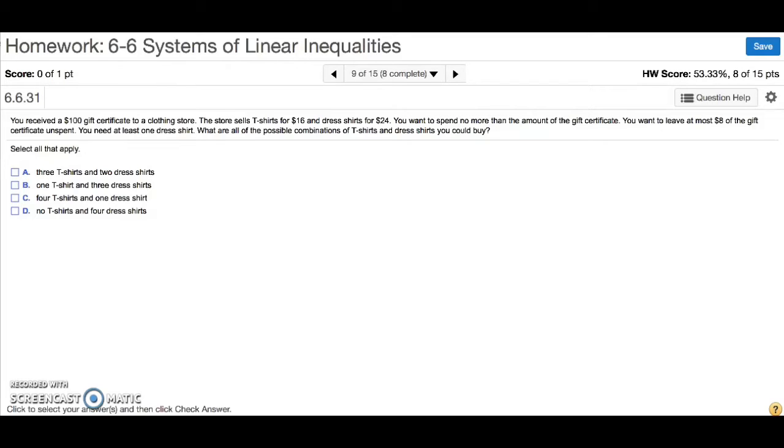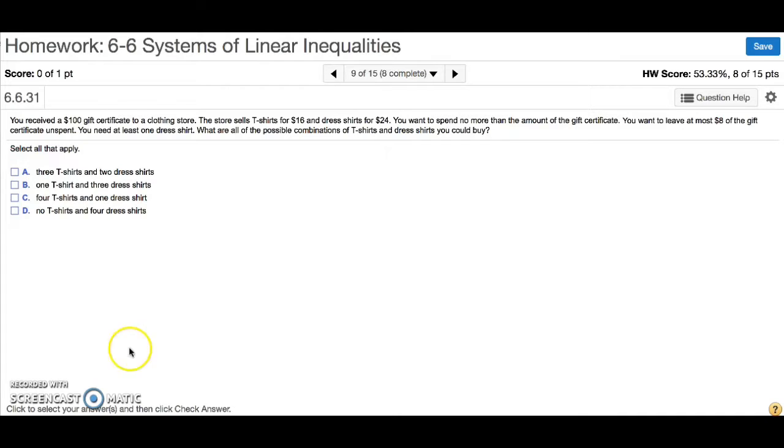So number 9, we received a $100 gift certificate to a clothing store. The store sells t-shirts for $16 and dress shirts for $24. You want to spend no more than the amount of the gift certificate, and you want to leave at most $8 of the gift certificate unspent, and we need at least one dress shirt. What are all the possible combinations of t-shirts and dress shirts you could buy?